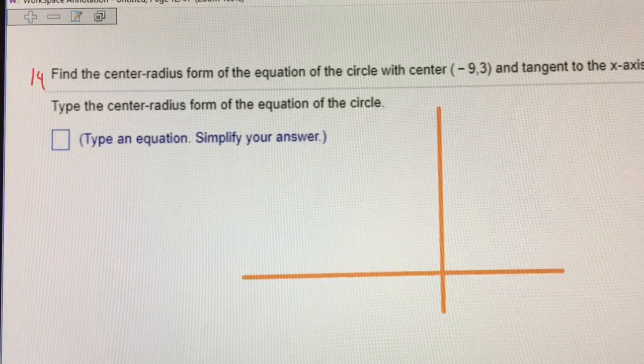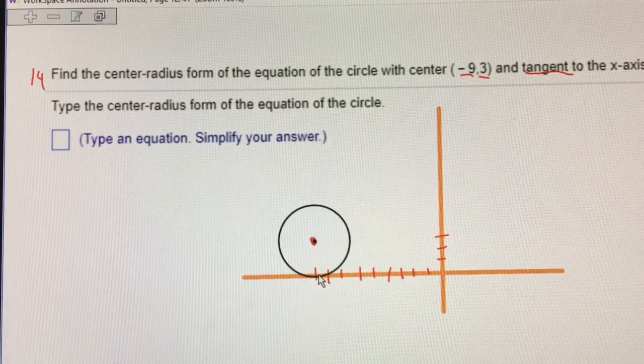So it tells me I have a circle whose center is at negative 9, 3. So I go left 1, 2, 3, 4, 5, 6, 7, 8, 9, and then I go up 1, 2, 3, and that's the center. Then it tells me that it's tangent to the x-axis. So let's see what that means. That means it's going to just touch the x-axis.